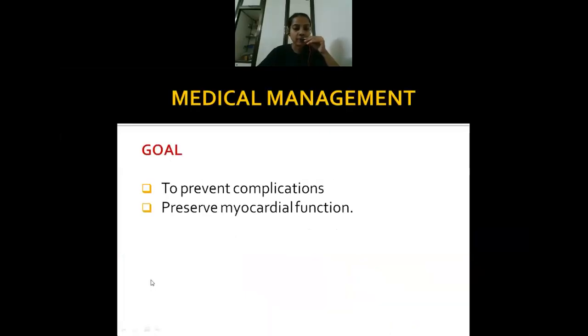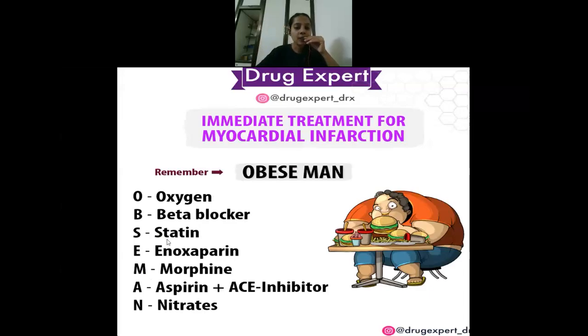Next, moving on to the medical management. Our main goal is to prevent complications and to preserve the function of the heart. So this is for your knowledge. Always remember, in the case of emergency, what you have to do for MI. For that also, one mnemonic is there: OBESE MAN.